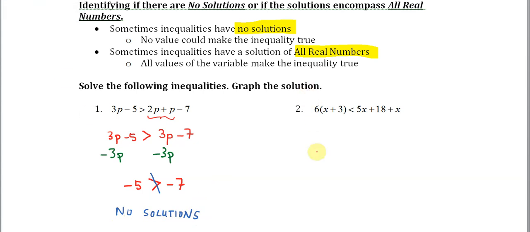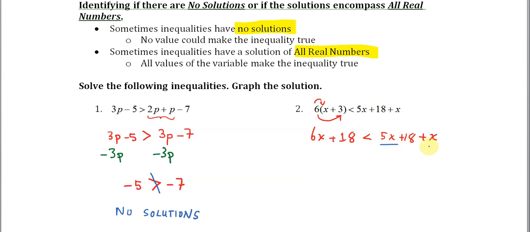All right, now let's continue on and look at another example. So this is also a complex inequality, a complicated problem, variables on both sides. So let's start with the left. We're going to distribute the 6, and that gives us 6x. And then 6 times 3 gives us 18, which is less than, and everything on the right is the same, 5x plus 18 plus x.